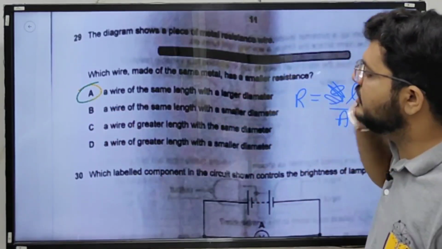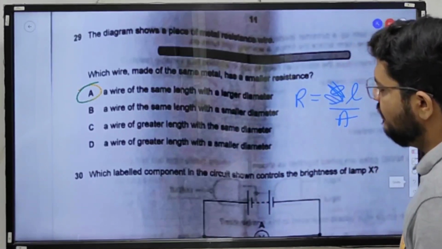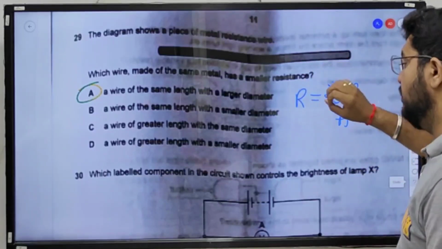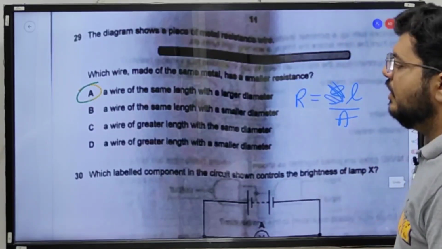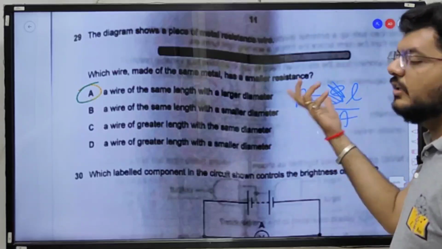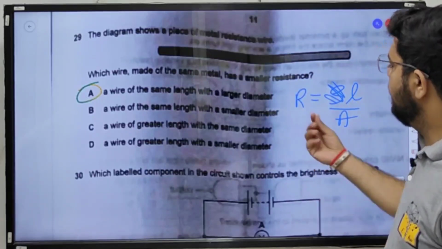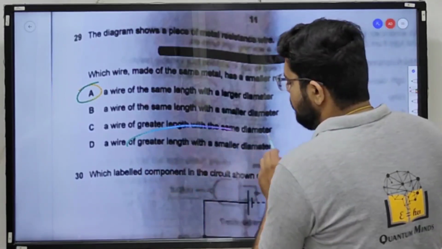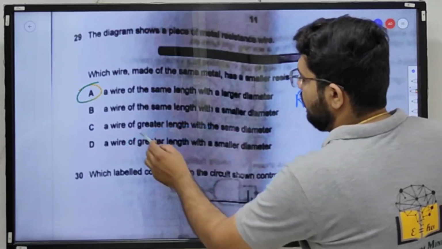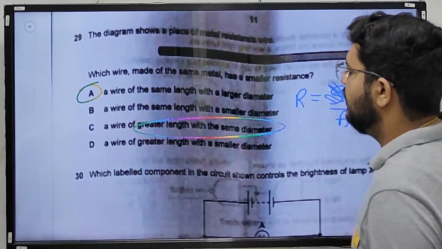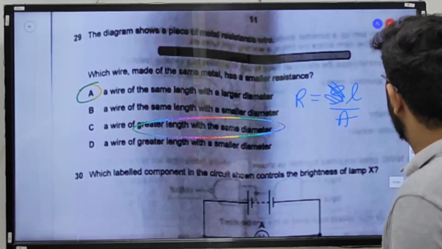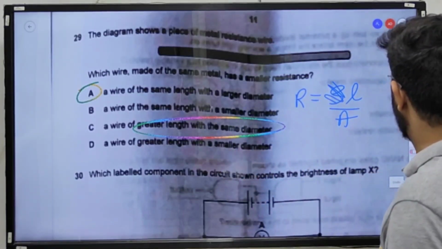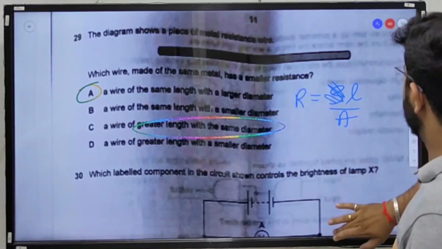But why are the others incorrect? Let's have a look. A wire of the same length with a smaller diameter: again, if the diameter is smaller, the resistance must be larger. A wire of greater length: if the length is greater, the resistance is greater. A wire of greater length, again, length greater, resistance greater. Now, this is a conflicting answer. Greater length with the same diameter, right? Okay, no, it's not conflicting, my mistake. Okay, that's it. Let's go to the next question.